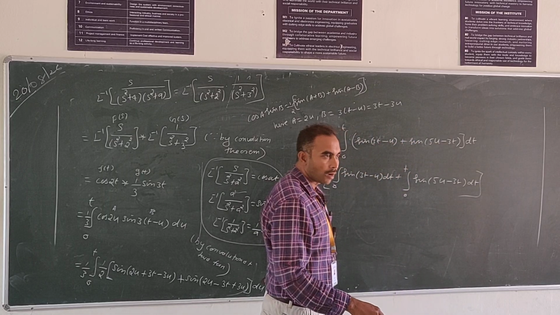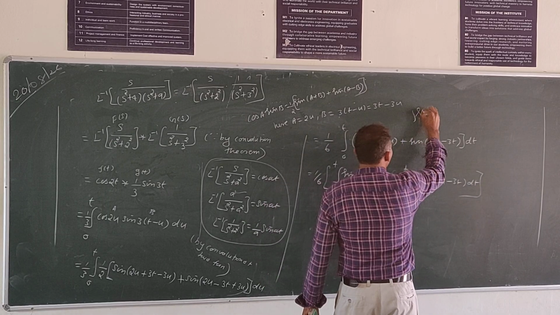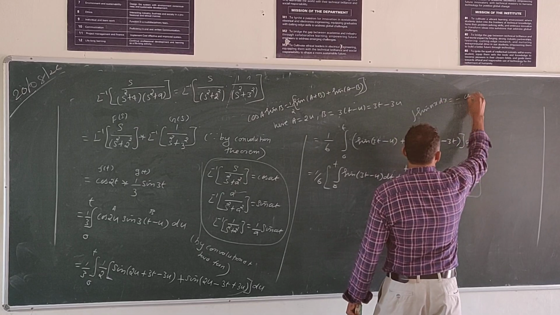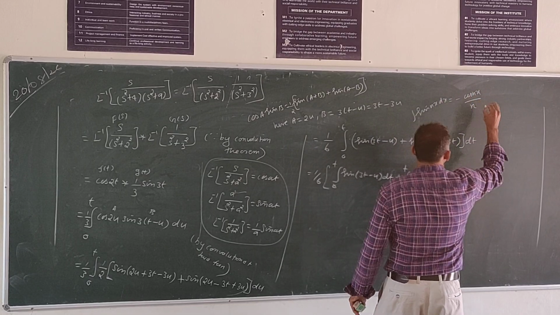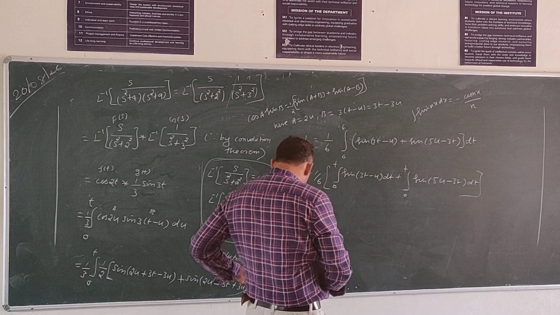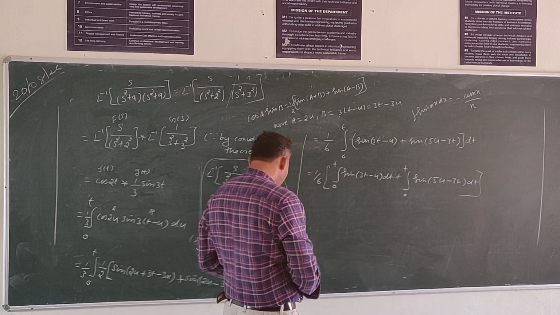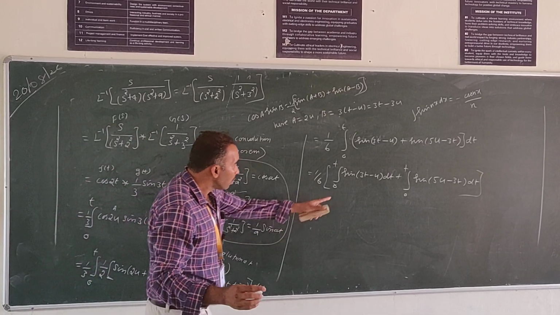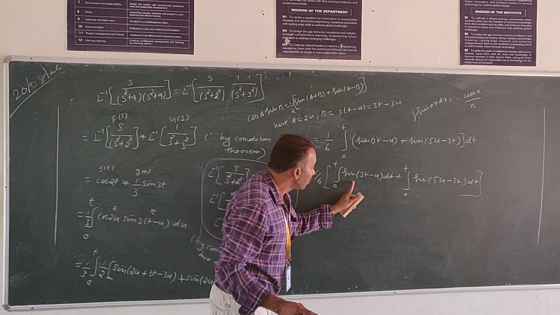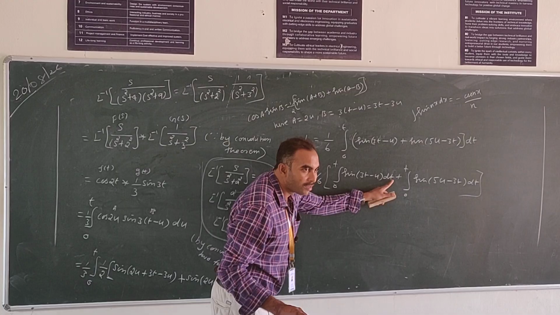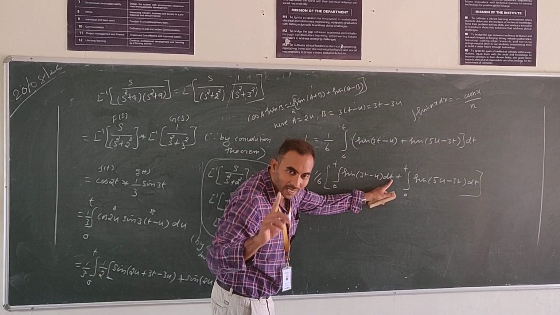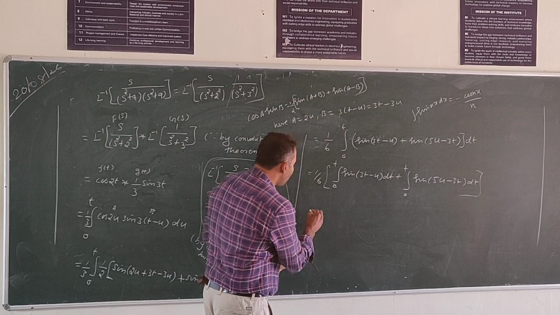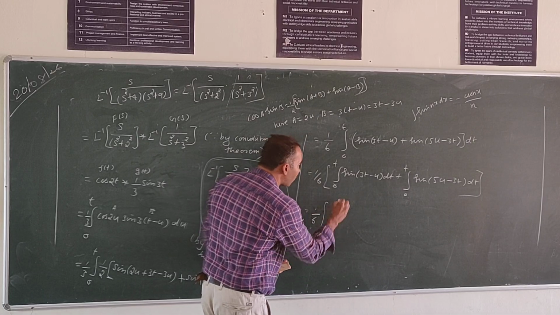Listen, we have the formula: the integral of sin nx dx equals minus cos nx divided by n. Okay, listen. We have to integrate this term. Here, which one is a variable? T is a variable. So here we use the integration formula.